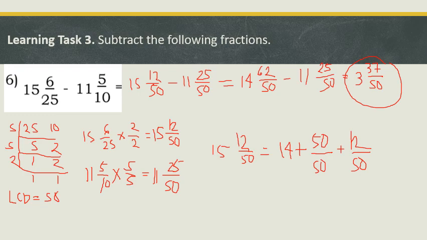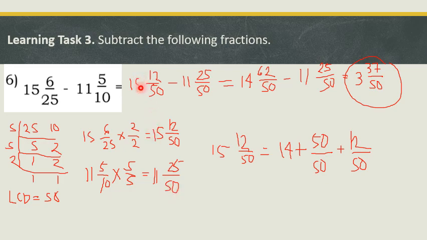Okay, so para naman sa number 6, so ito po ang solution natin. So since sila ay dissimilar fractions, so hanapin natin ang LCD ng 25 and 10. So kaya ang makukuha natin is 50. So kaya gagawin natin siyang 50 dapat ang denominator. So dito sa 15 and 6 over 25, i-multiply natin sa 2 para maging 50 yung denominator. So dito naman sa 11 and 5 tenths, i-multiply naman natin sa 5 para maging 50 yung denominator.